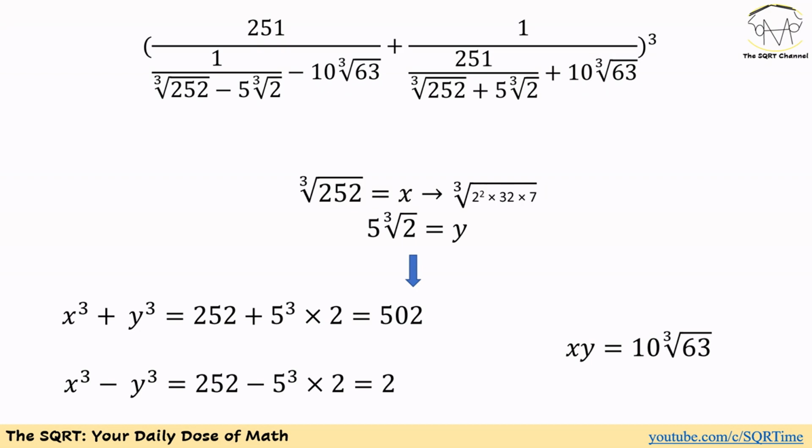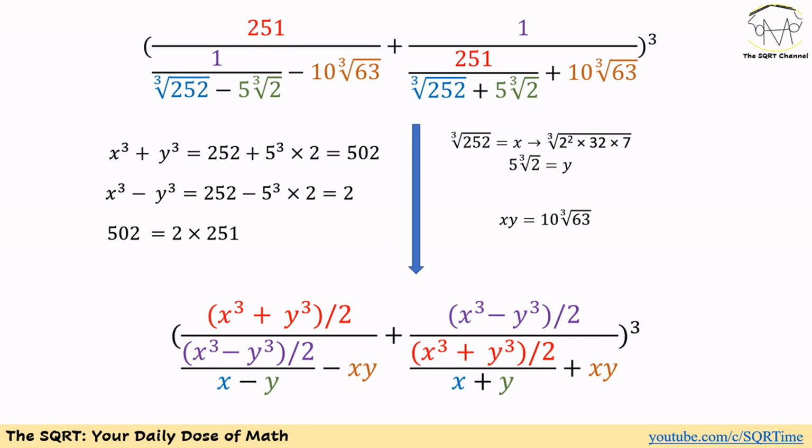Now we have 10 times cube root of 63, we have 2 times 251, and we have 2 times 1. And we are going to use these to simplify the original expression that we have. To do this, let's start with 251 for the top of the first term. 251 is going to be 502 divided by 2. And we know 502 is x to the power of 3 plus y to the power of 3. So we are going to replace 251 with x to the power of 3 plus y to the power of 3 over 2.